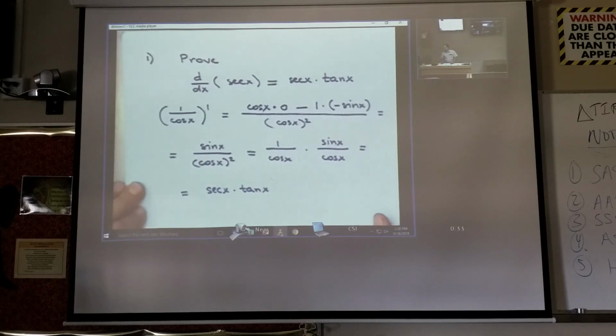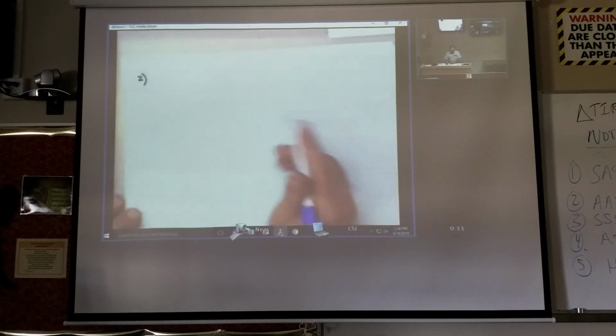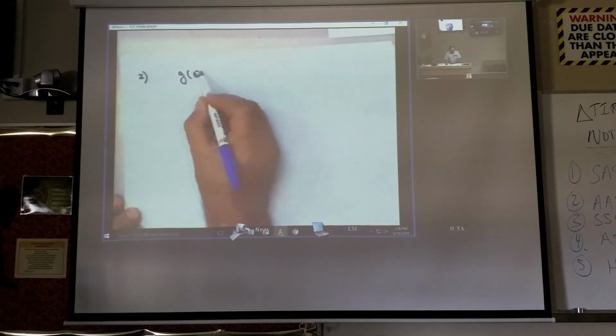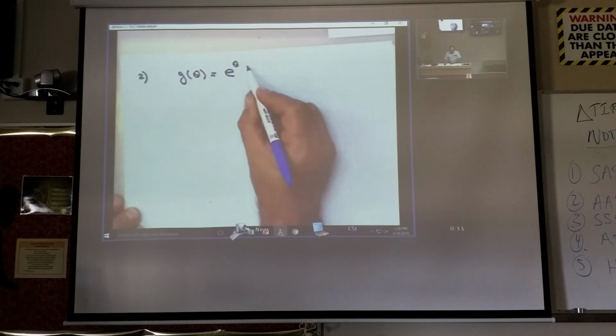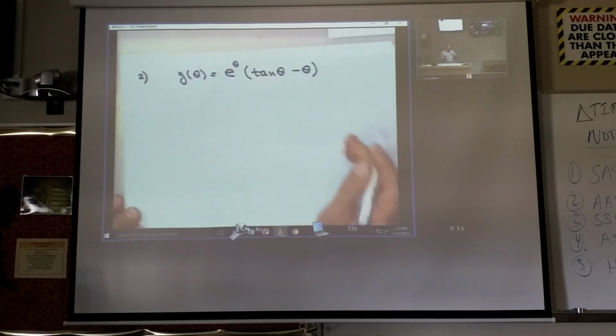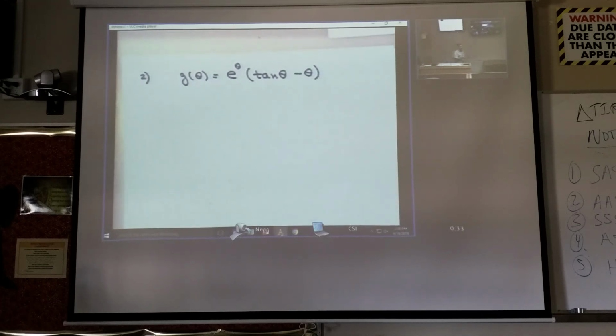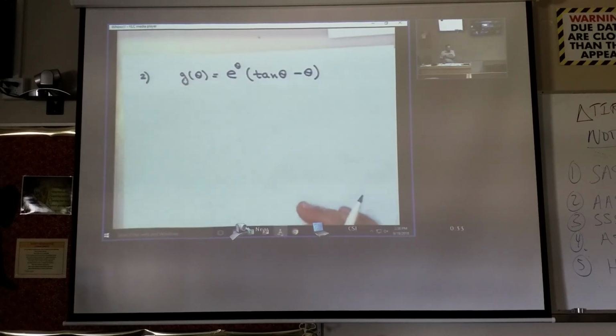Okay, so with number 2, let's get this function. So I have g of theta, and we have e to theta times tangent of theta minus theta. So since we have trig, you're going to see all those Greek letters, okay? Thetas, alphas, betas, and all that stuff. So keep in mind that you can have those. It's very important to know if they are the variables or maybe constants. And it's easy to see from the name g of theta that theta is the variable, like x.